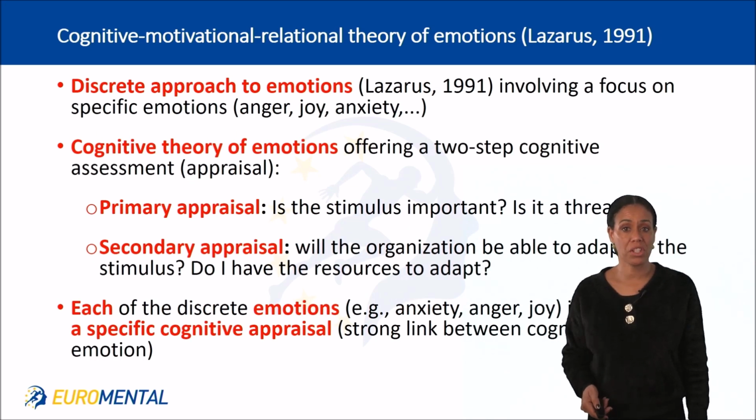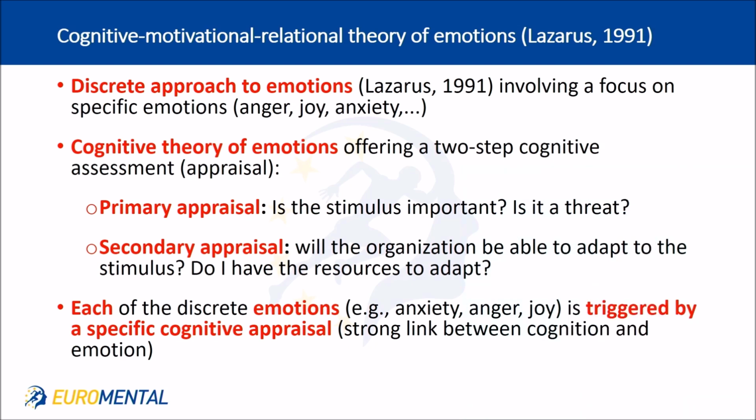The cognitive motivational relational theory of emotion belongs to a discrete approach of emotion, based on the rationale that this theory focuses on specific emotions such as anger, joy, and anxiety. This theory is a cognitive theory of emotion. This is an appraisal theory offering a two-step cognitive evaluation of the situation by the athlete, including primary and secondary appraisal. Primary appraisal is designed to identify the perceived importance of the situation or event in which the athlete is engaged. The secondary appraisal is designed to evaluate the perceived resources of the individual to adapt to the situation.